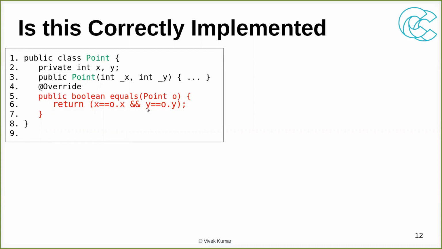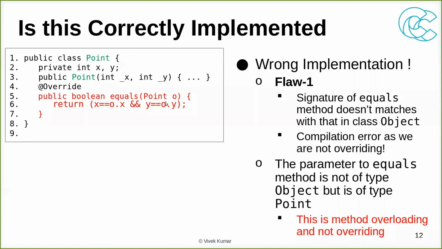But okay, so although the intention is correct here, there are some issues with this code. The first issue here is equals in the Object class. That takes in the argument as Object. So here the argument should be Object o, and you cannot have Point o.